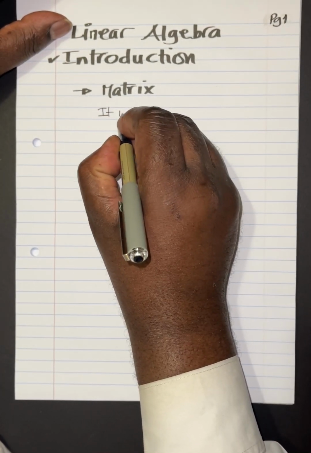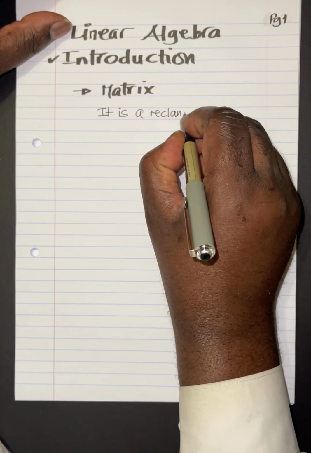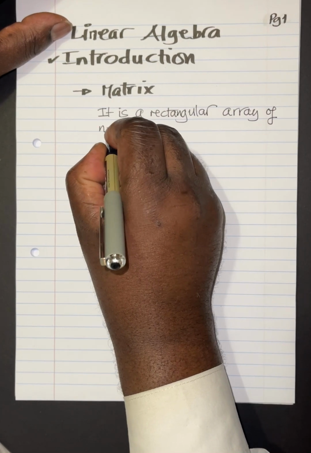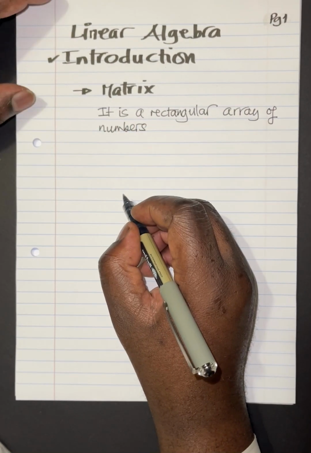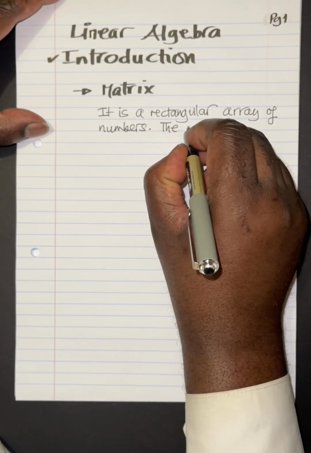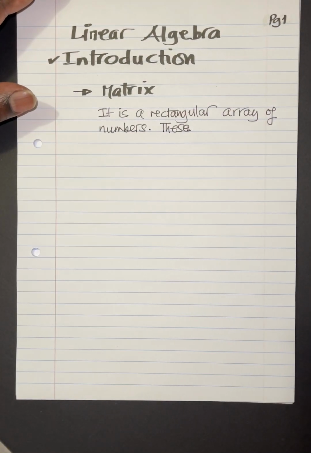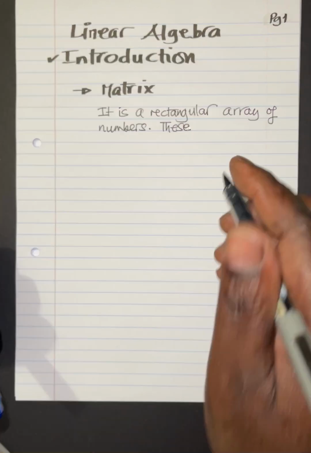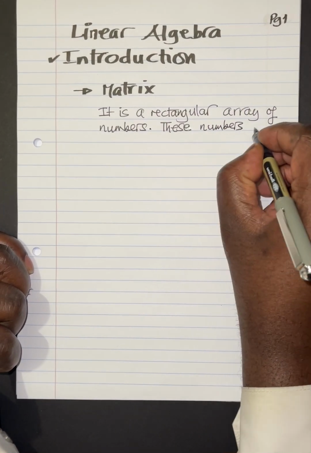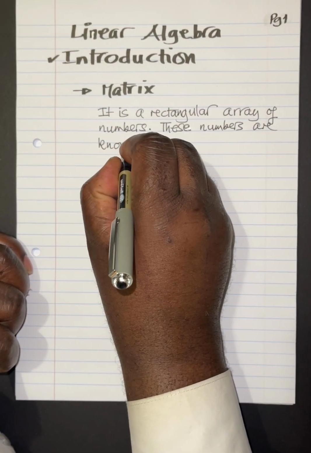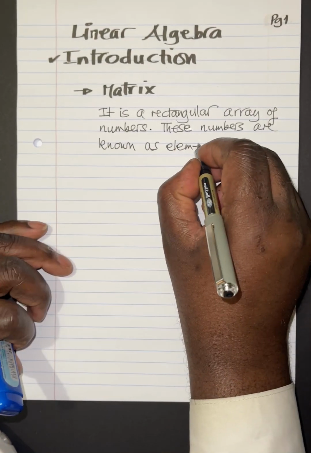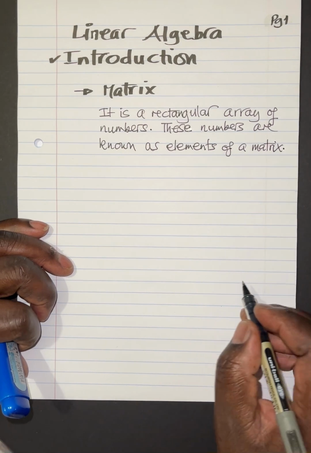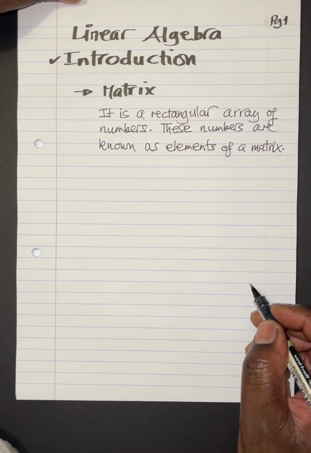We define a matrix as a rectangular array of numbers. We call these numbers elements of a matrix. These numbers are known as elements of a matrix. So we define a matrix as a rectangular array of numbers. These numbers are known as elements of a matrix.